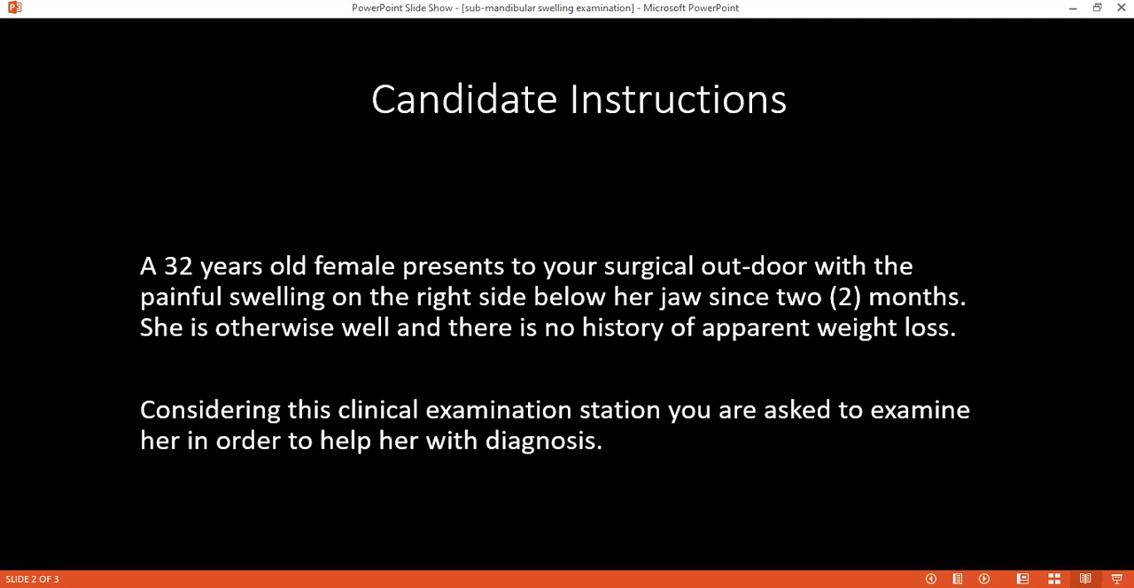Right, so if you have read and understood, considering the clinical examination station, kindly begin.